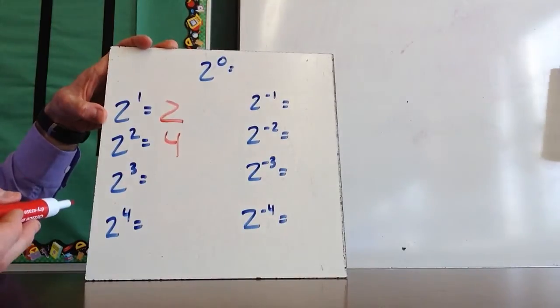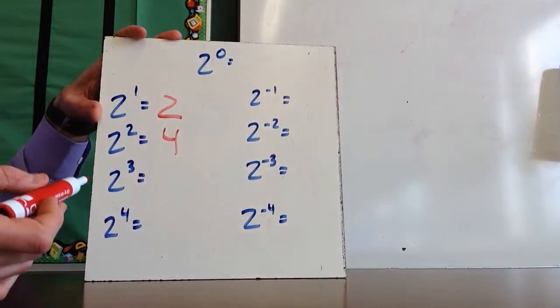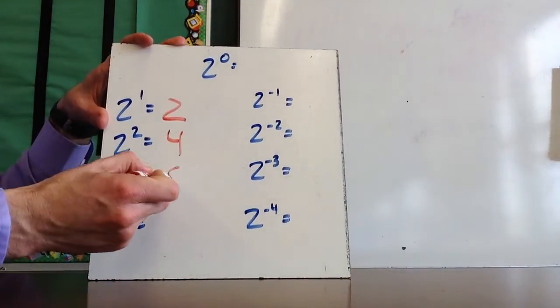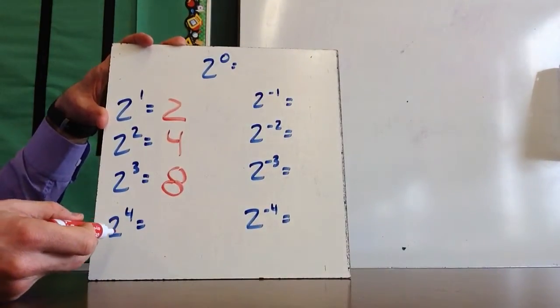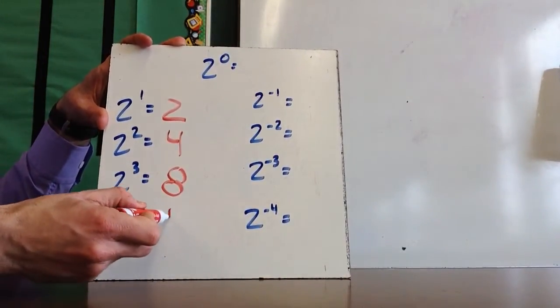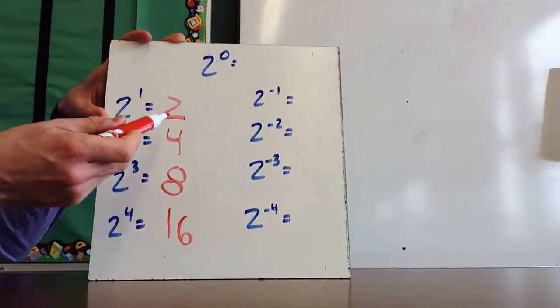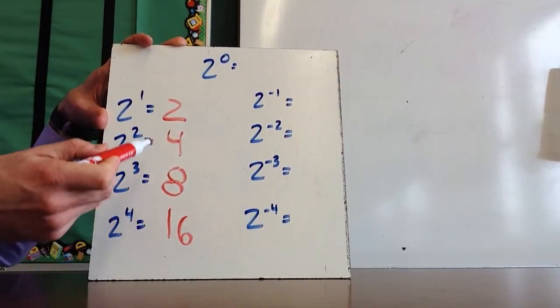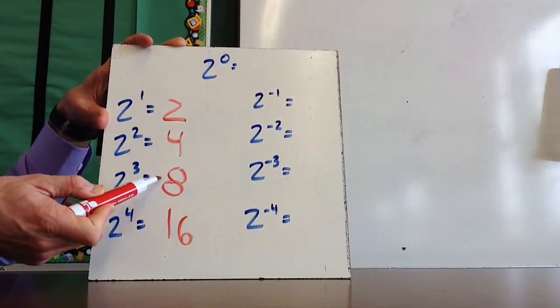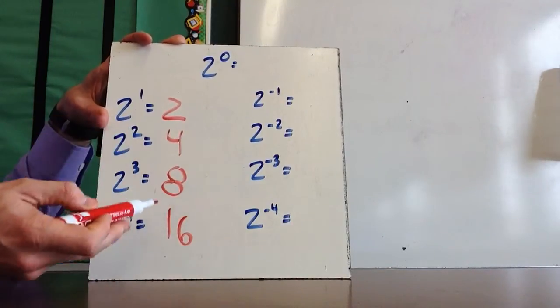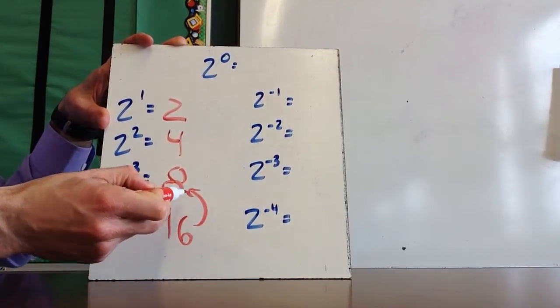2 to the third power would be 2 times 2 times 2, it's not 6. 2 times 2 is 4, times 2 more is 8. And 2 to the fourth is 2 times 2 times 2 times 2, and that would give me 16. And so a lot of people see that what I'm doing is I'm just multiplying by 2, right? To get from 2 to 4, times 2, times 2, times 2. If I wanted to go backwards, I would be dividing by 2.